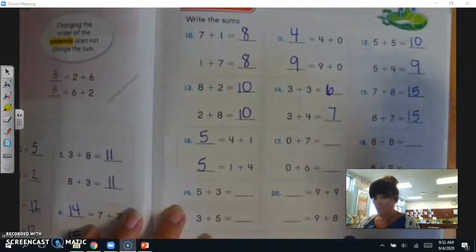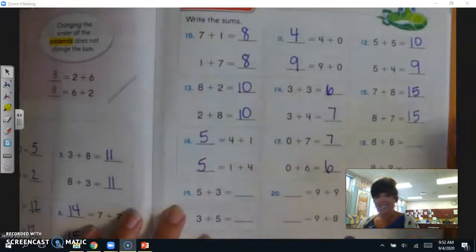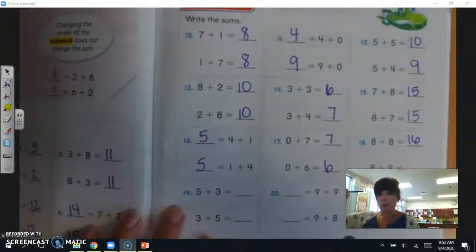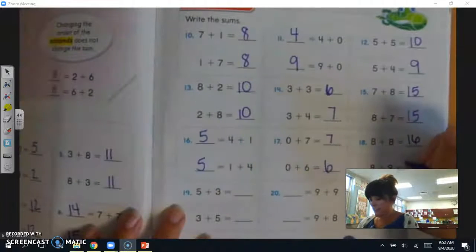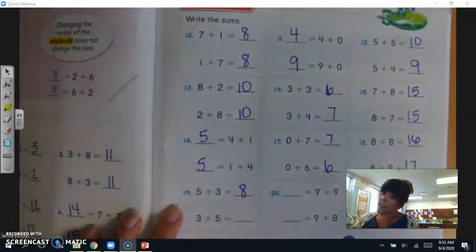0 plus 7 equals 7. 0 plus 6, 6. 8 plus 8 equals, that's a double, 16. 8 plus 9, we're just adding one more. So our answer is 17. 5 plus 3, 8, which means 3 plus 5 is also 8.